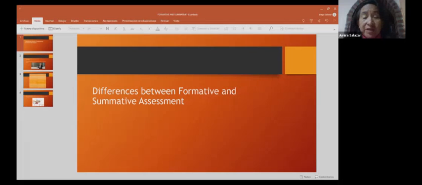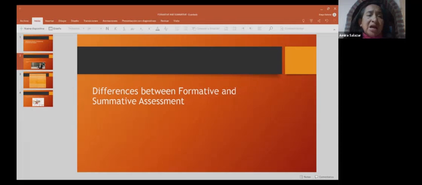I am a teacher in training, and in this opportunity, I would like to explain the difference between formative and summative assessment and how to identify them. First, I'm going to define what assessment is.